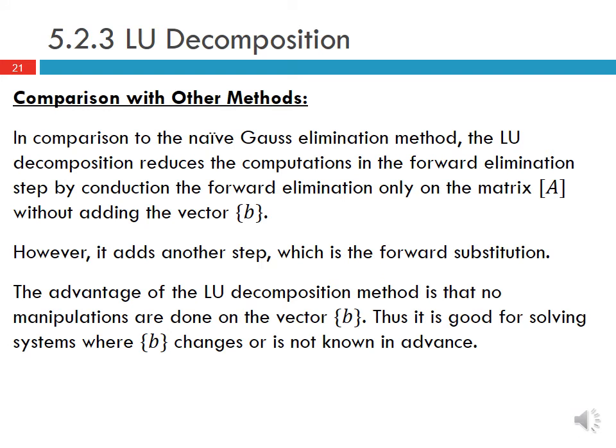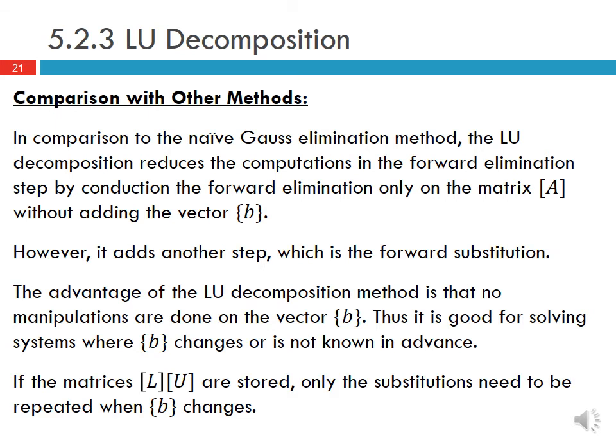The advantage of the LU decomposition method is that no manipulations are done on the vector B, so it is good for solving systems where B changes or is not known in advance. So if the matrices L and U are stored, then only substitutions need to be repeated when B changes. So if you use the same A and a bunch of different B's, you can just do the decomposition into L and U once, and then repeat the substitution part of the solution with all of your different B's.